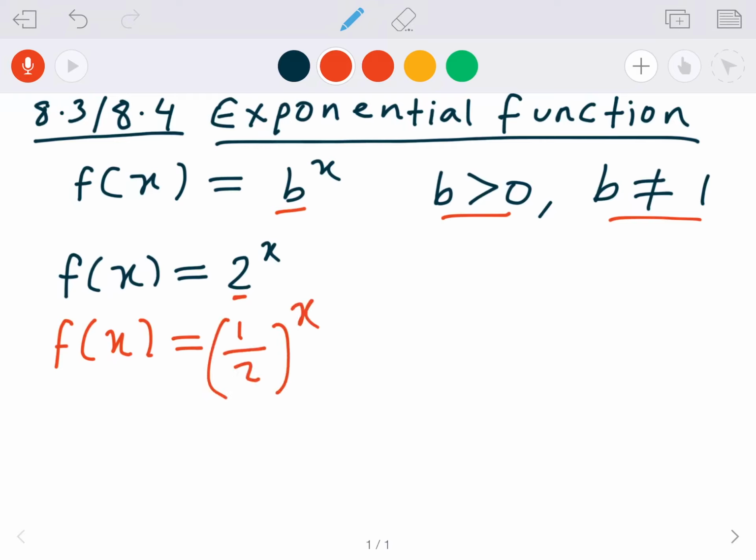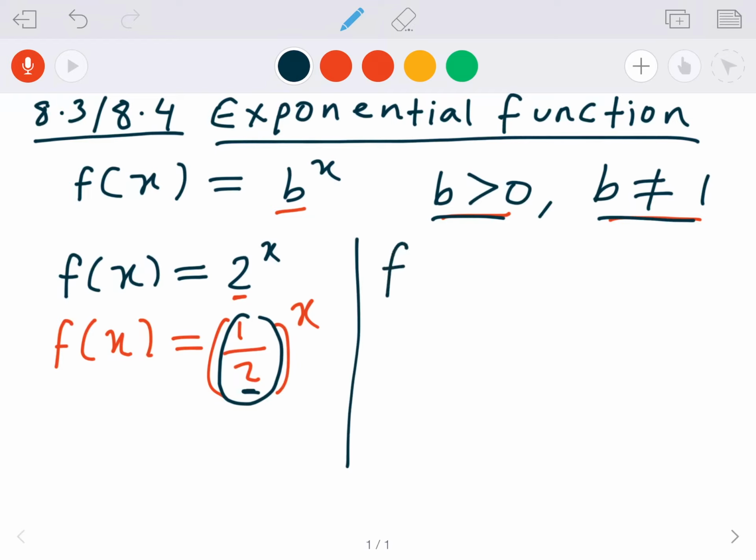What about f of x equals one half to the power x? Is this an exponential function or not? It is, right? Because the base is this whole thing, 1 over 2, so it is still greater than 0 and it is not equal to 1. So this is also an exponential function.